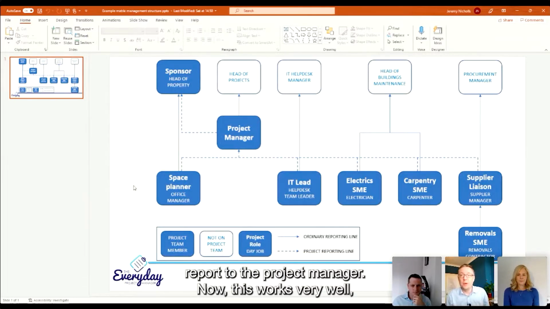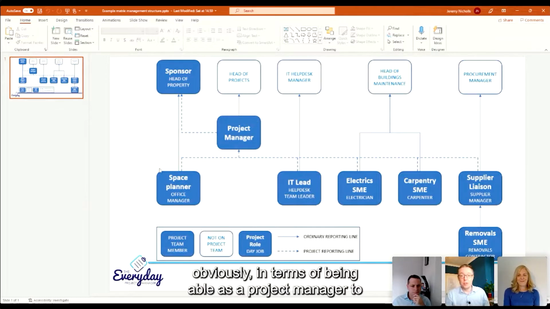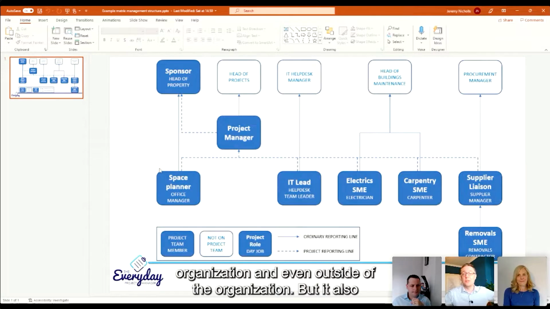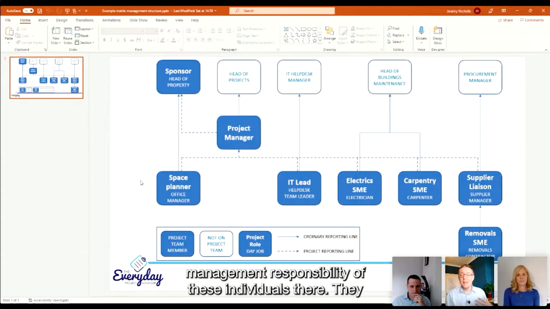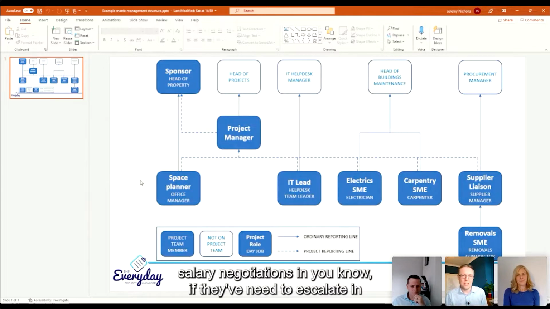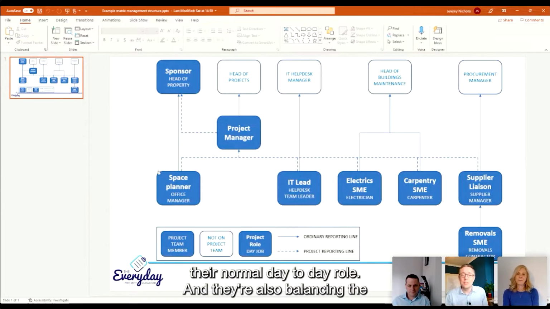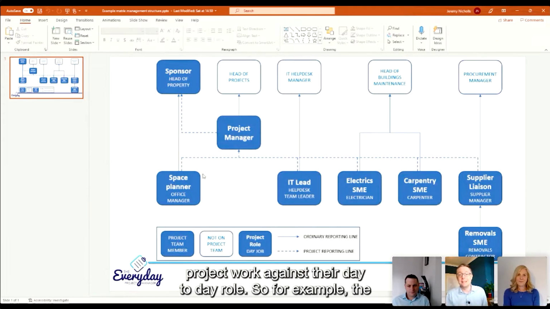Now, this works very well, obviously, in terms of being able, as a project manager, to pull on all sorts of different areas of expertise across an organization and even outside of the organization. But it also presents its challenges insofar as you don't have ordinary line management responsibility for these individuals. They report to others for things like their personal development, salary negotiations, and if they need to escalate in their normal day-to-day role. And they're also balancing the project work against their day-to-day role.